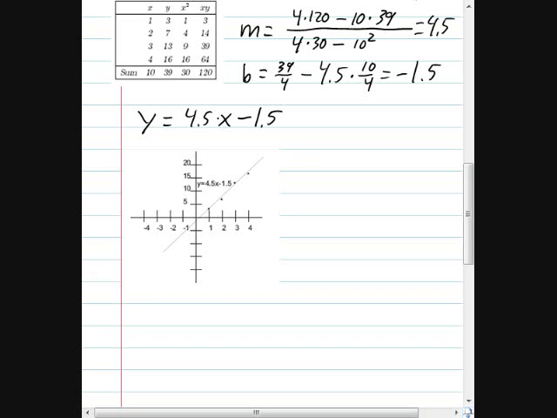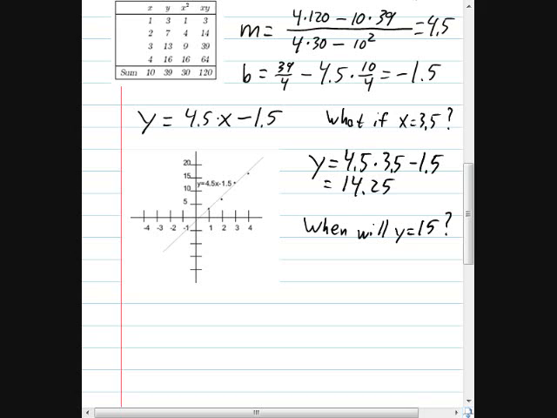Well, using our line of best fit, we have y equals 4.5 times 3.5, the value we're trying to predict, minus 1.5. And if you work this out in your calculator, you'll see that we predict that the cost will be $14.25 thousand. We could also ask the question, when will y equal 15? So we can plug in 15 for y. That equals 4.5x minus 1.5. And if you solve this equation for x, you'll see that x is approximately equal to 3.67.